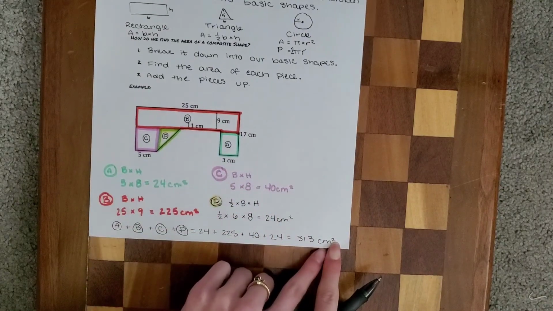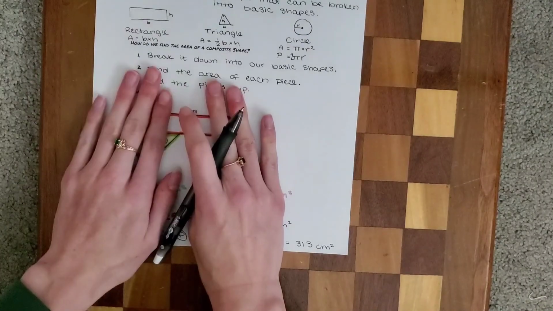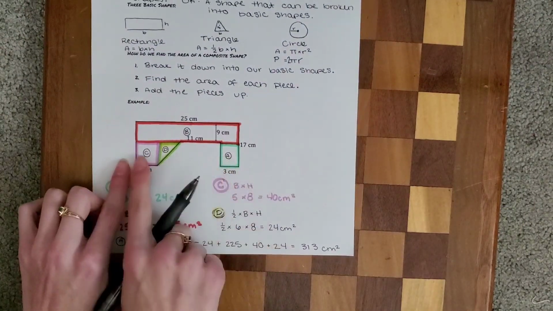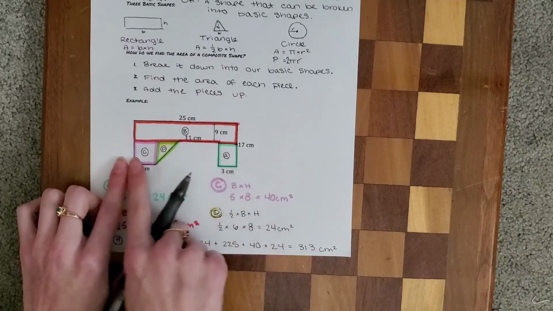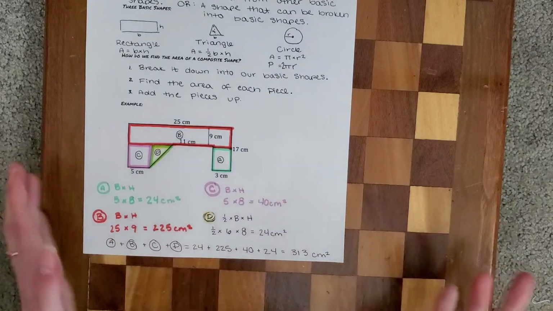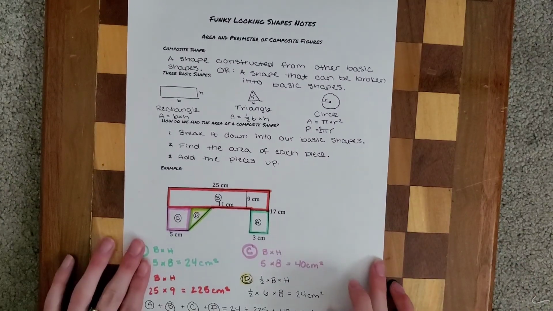And remember, we want to always remember our units, and we're going to use centimeters squared because we are using 2 dimensions and our piece is flat. It's not 3D, it's not sticking out, we have 2 dimensions. The length and the width, or the base and the height of our figure. And that is how you find the area of a composite figure.